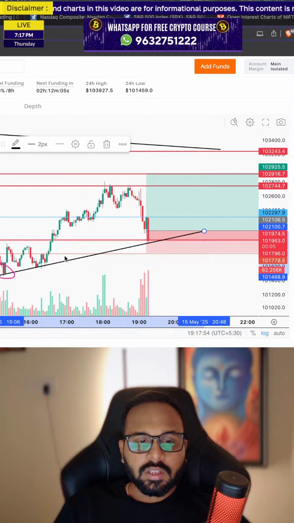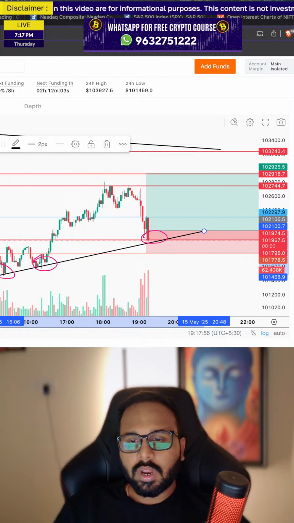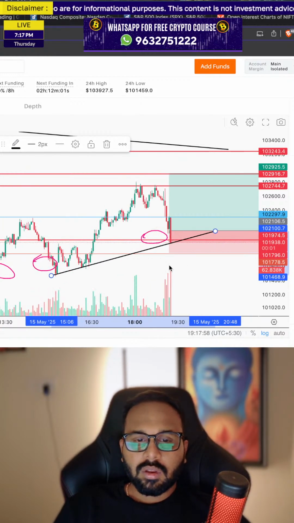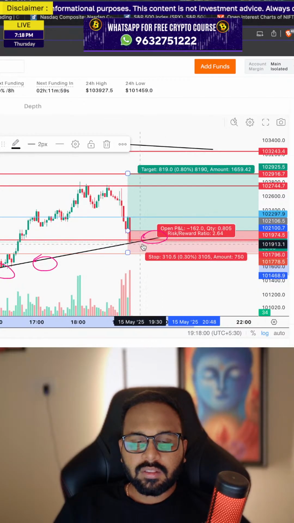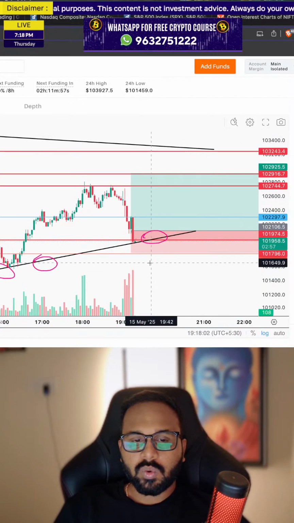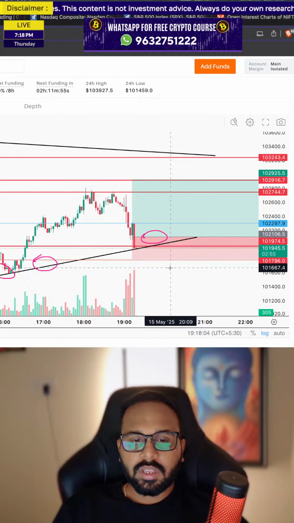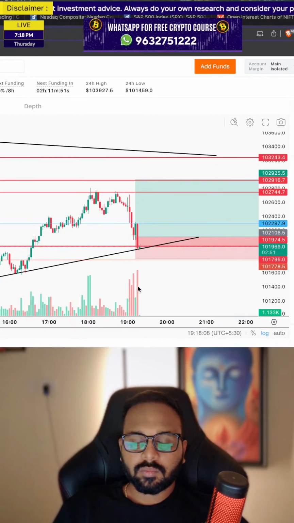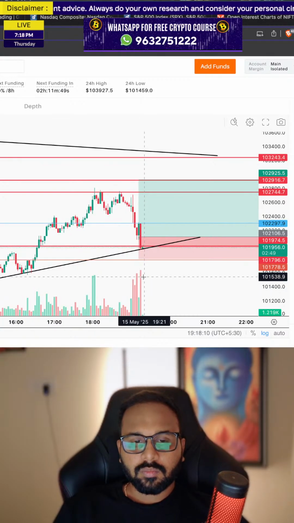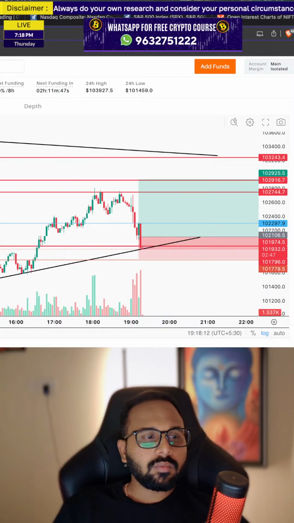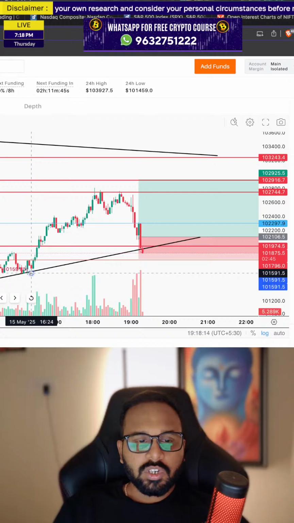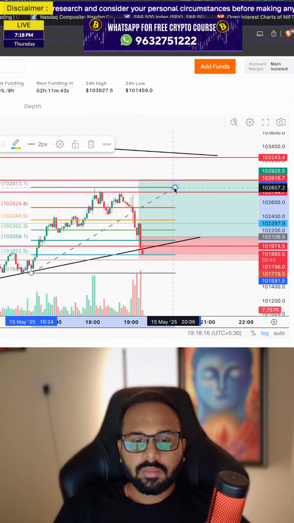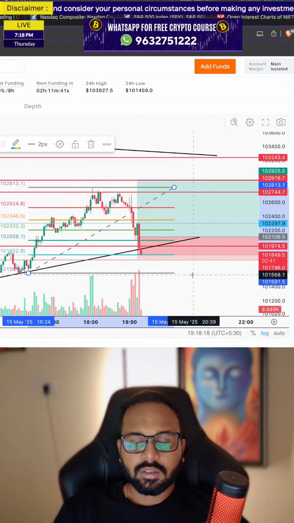Trend line is acting as support 1, support 2, and support 3. But I feel this will break this level and then move towards the upside. So please keep a note on that. One strong bullish candle, let it come. Later you guys can enter.